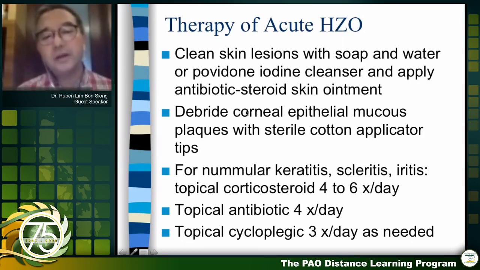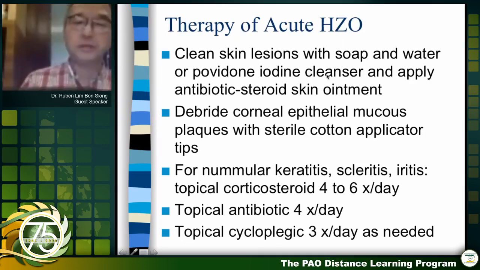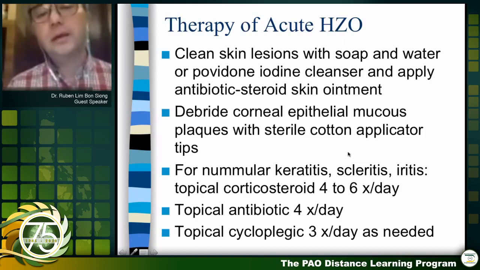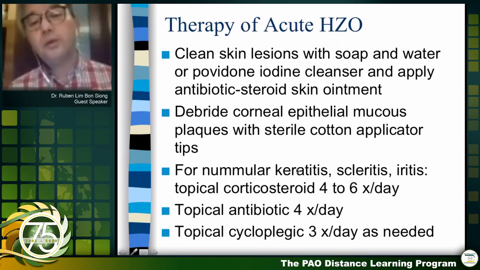If they're very near the eye or on the lid margin, then I will give them preparations for the eye. But if it's on the skin, just give them preparations for the skin. If they have mucus plaques, then you have to debride with a sterile cotton applicator. If they come in with nummular keratitis, scleritis, or iritis, then you have to give atropine, cycloplegic agents and steroids 4 to 6 times a day until the condition resolves. Then cover them with topical antibiotics.